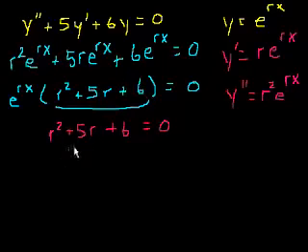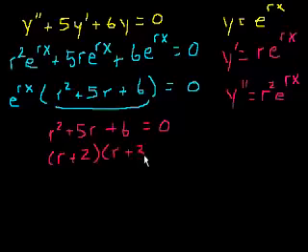The r squared plus 5r plus 6 is called the characteristic equation. And it should be obvious to you that now this is no longer calculus. This is just factoring a quadratic. And this one actually is fairly straightforward to factor. So what is this? This is r plus 2 times r plus 3 is equal to 0.